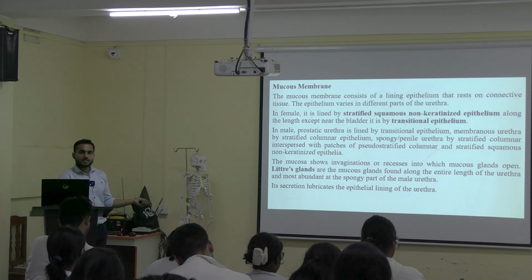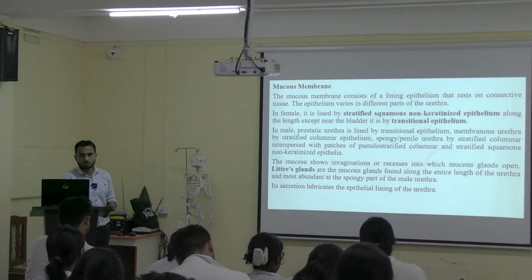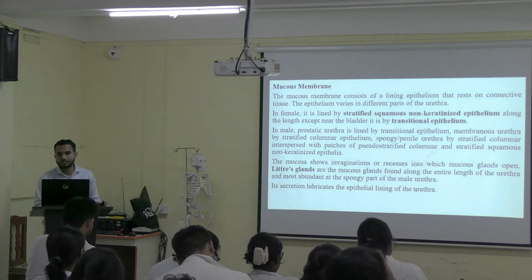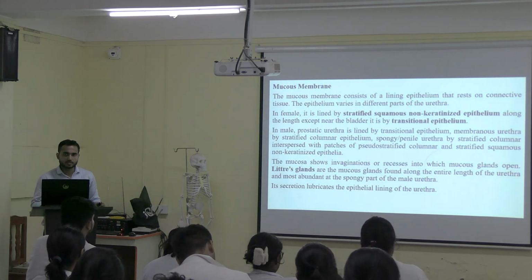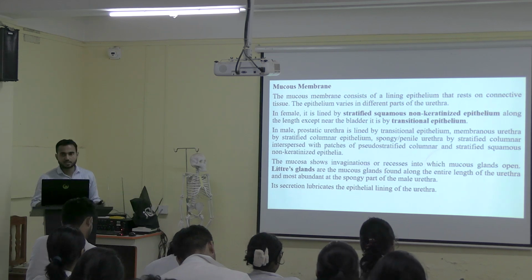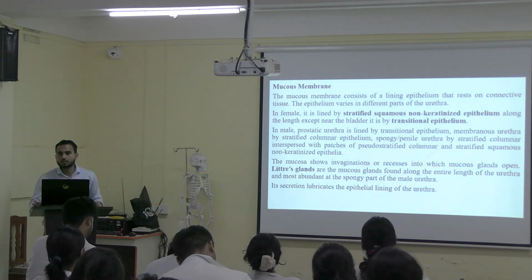So why are these glands present? Its secretion lubricates the epithelial lining of the urethra. So the epithelial lining should be lubricated. That's why it should be moist. That's why these Littre's glands are present throughout the length of the urethra.